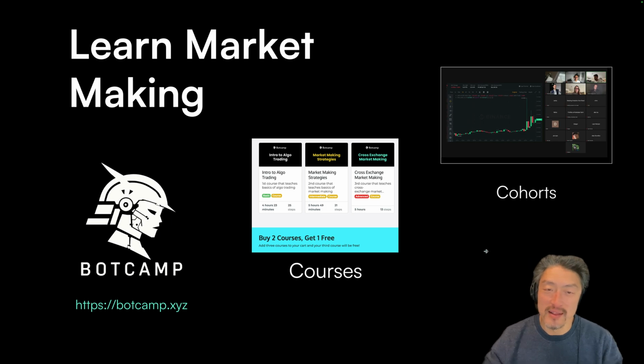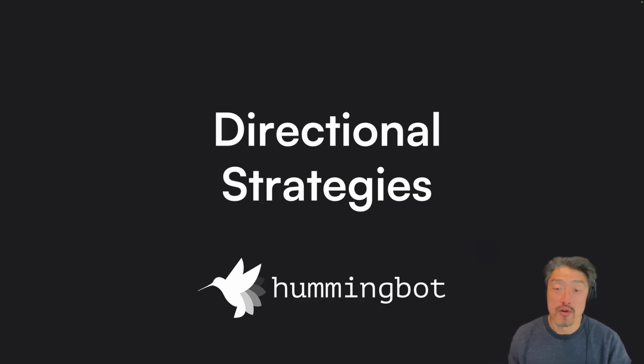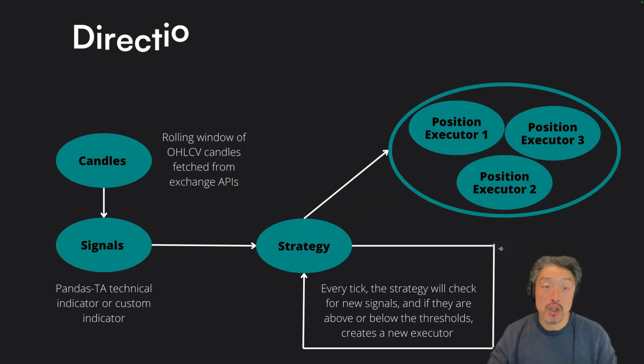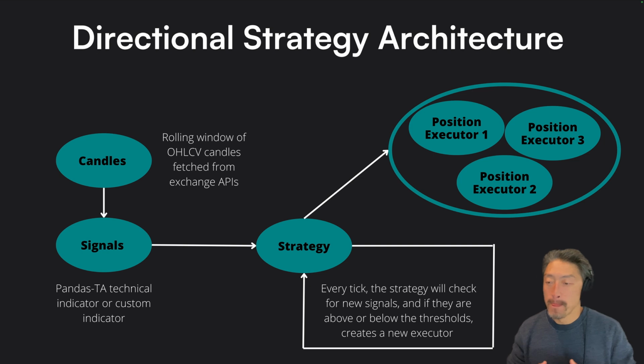All right, so let's get started and talk about directional strategies and writing them in Hummingbot. First, Hummingbot originally was really designed for market making, but we really quickly realized that because Hummingbot is an engine, it can be used to basically process any type of strategy.